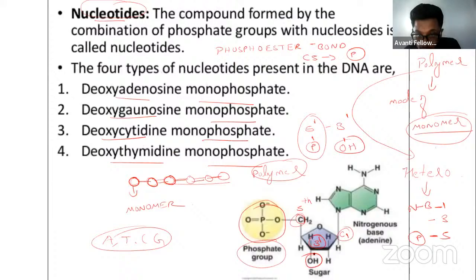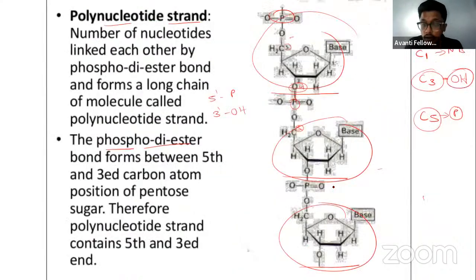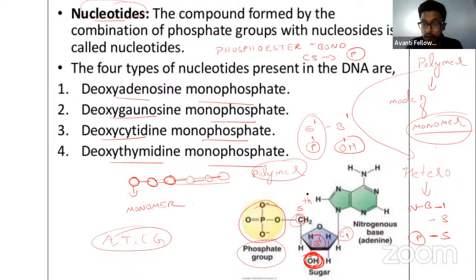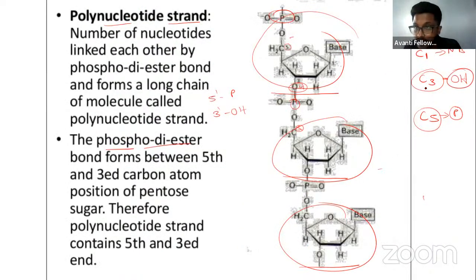Now, you can see here, guys, there is a C3 already having an OH. Now, this OH group of the third carbon atom will interact with this fifth carbon atom. Now I will make you understand. See, C3 carbon atom OH group, C5 carbon atom phosphate group, they interact and they create what? They create this phosphodiester bond.